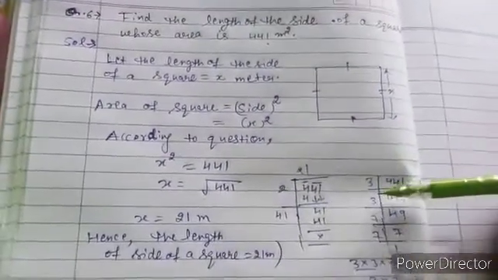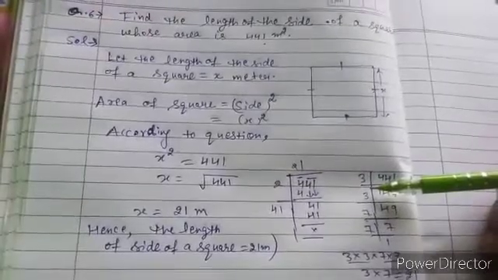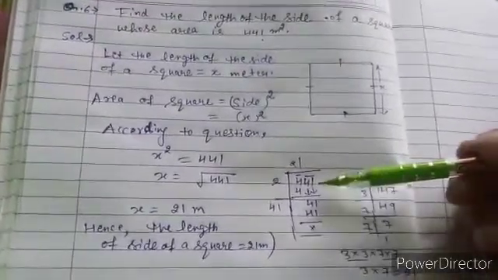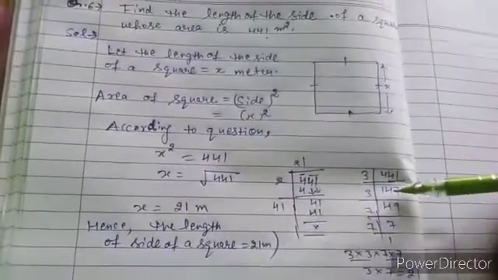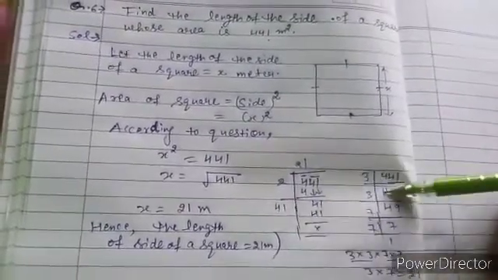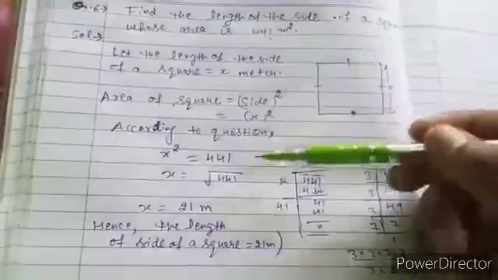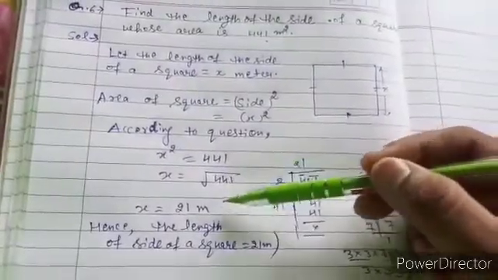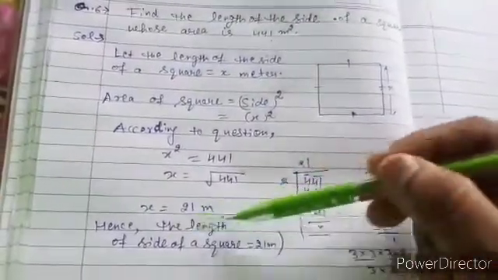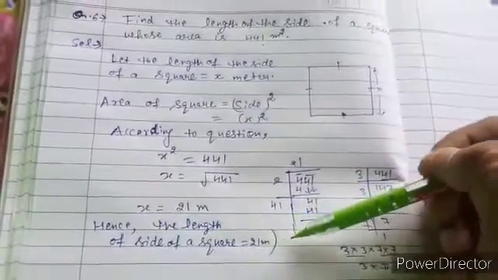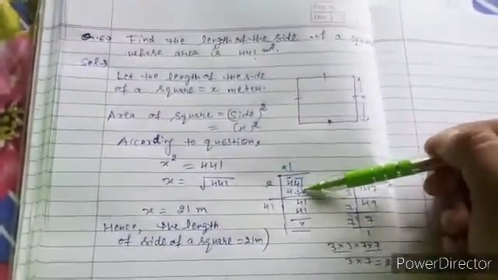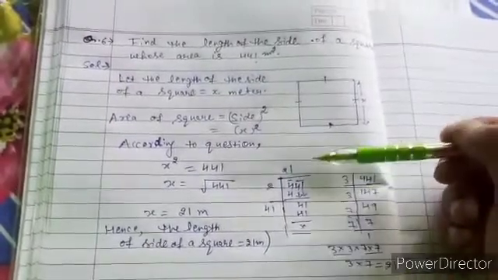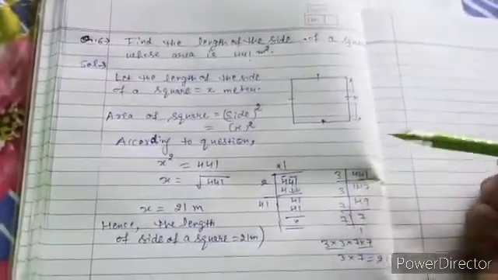Now here two methods are there. You can use any method, long division method or prime factorization method. With any one method you can find out the square root. So it will be 21 meter. So hence the length of side of square is 21 meter. Whatsoever method you will use, you have to show it on the right hand side of the question.